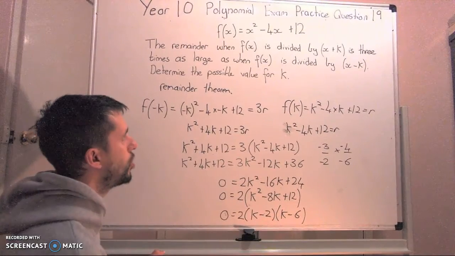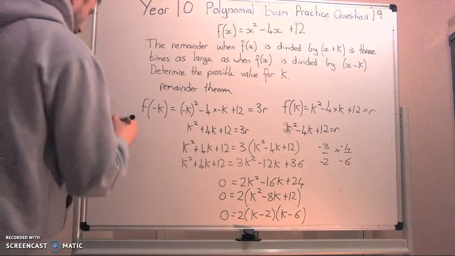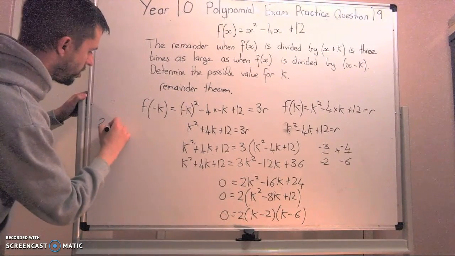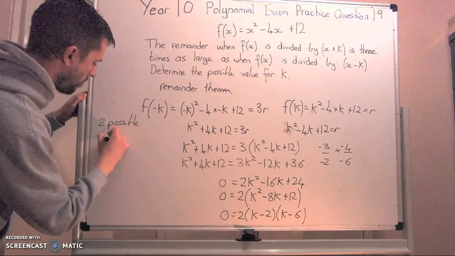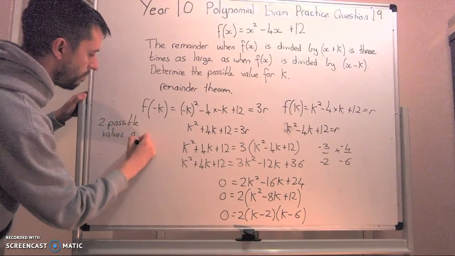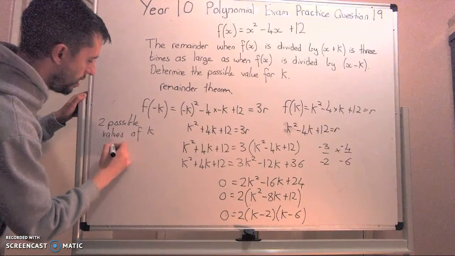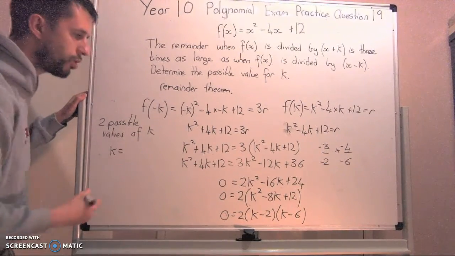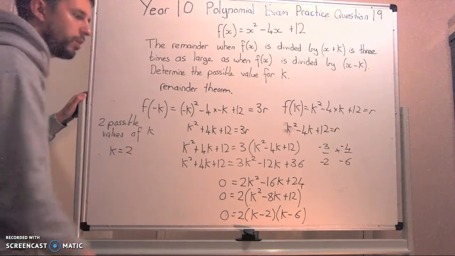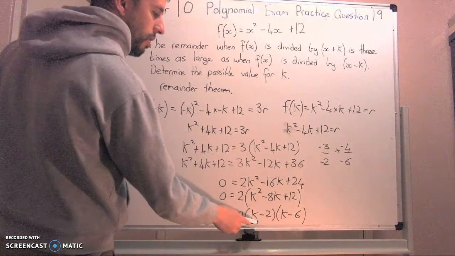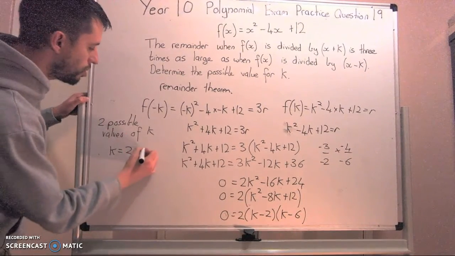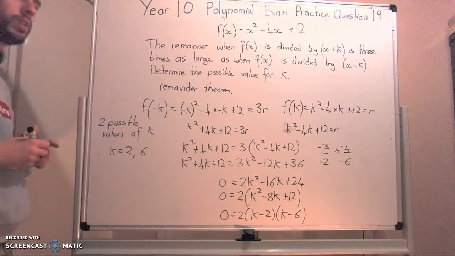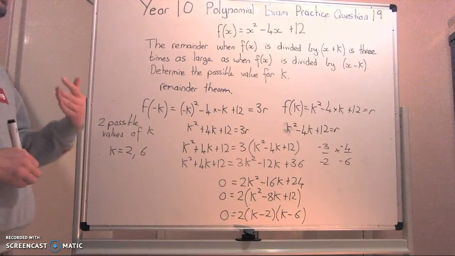That gives me two possible values of k. And that is k can be equal to 2, because if this is equal to 2, then everything is 0. Or k can be equal to 6. So there's two possible solutions here.